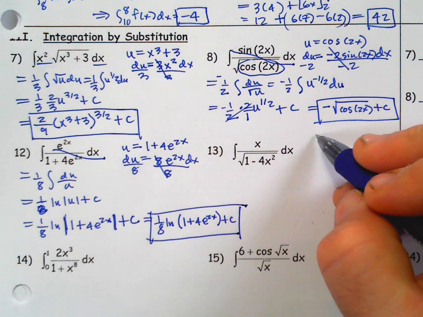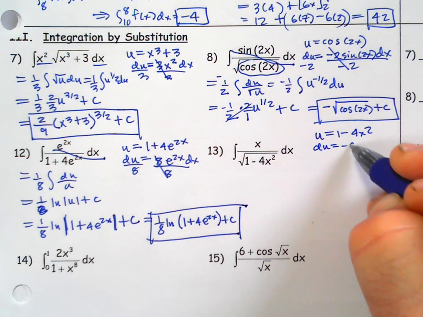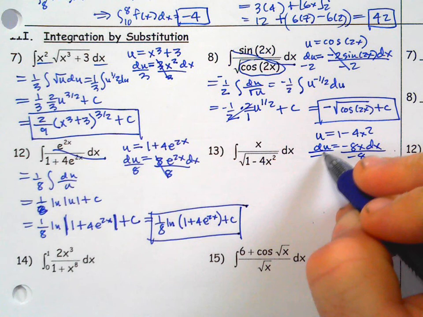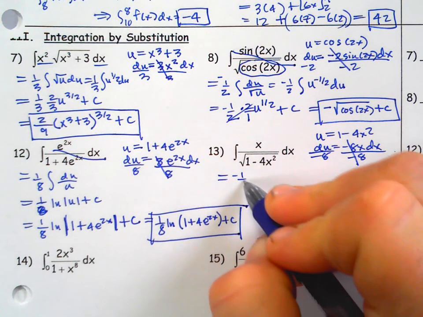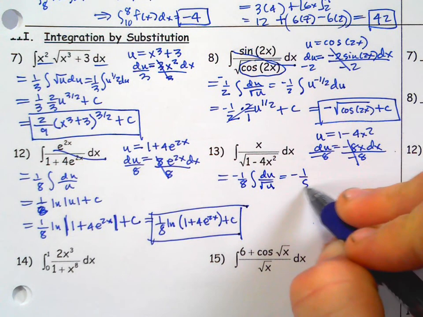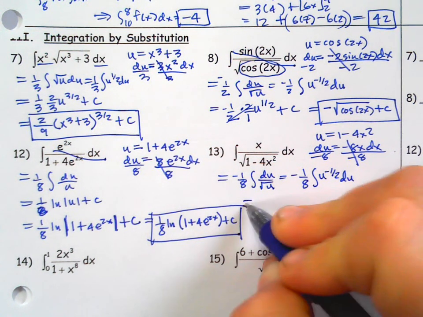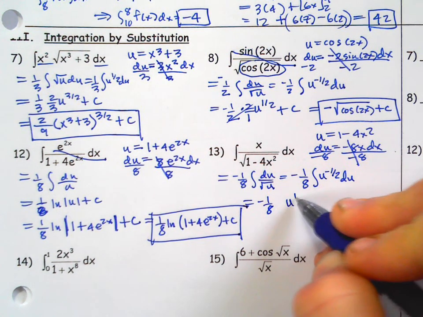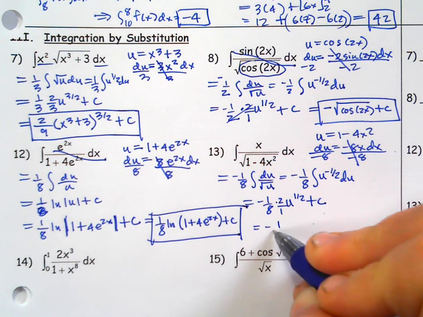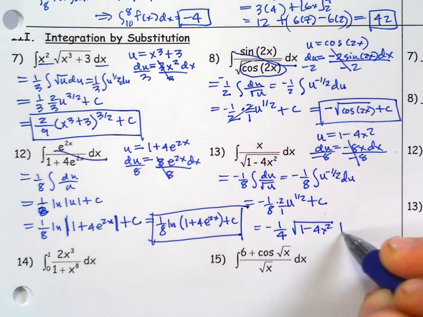13, we could go u equals 1 minus 4x squared. du equals negative 8x dx. Perfect. Divide by the negative 8. So we get negative 1/8 du over the square root of u. Negative 1/8 integral of u to the negative 1/2 du equals negative 1/8 u to the 1/2 divided by the new exponent, plus c, equals negative 1/4 square root of 1 minus 4x squared plus c.